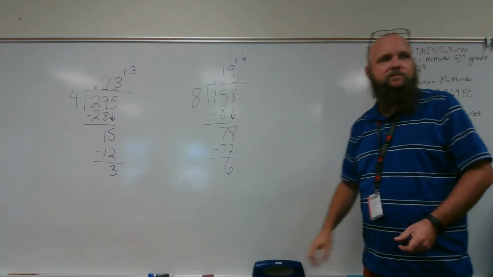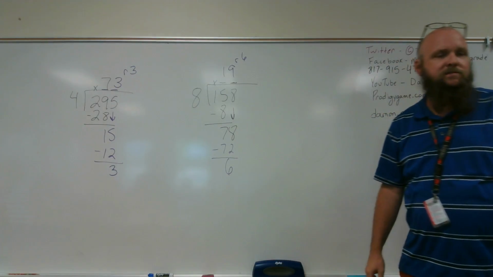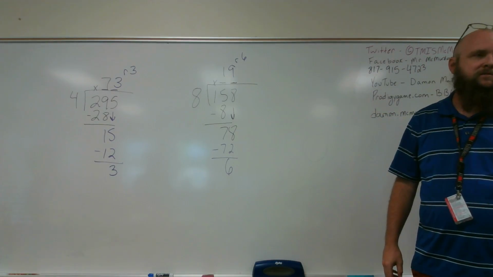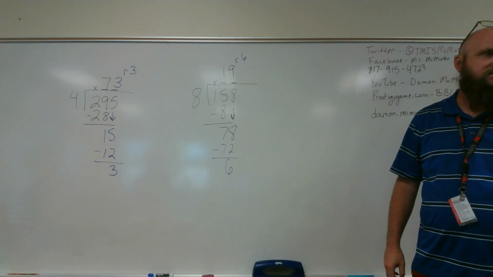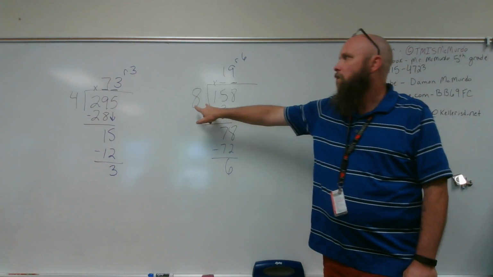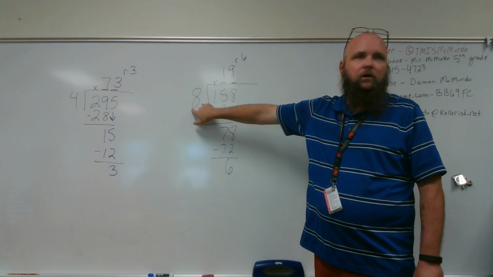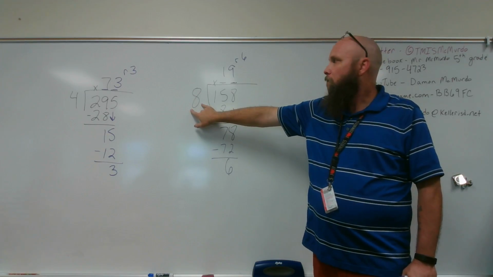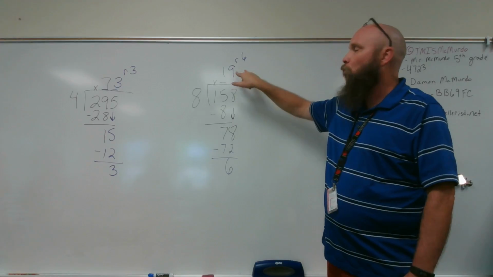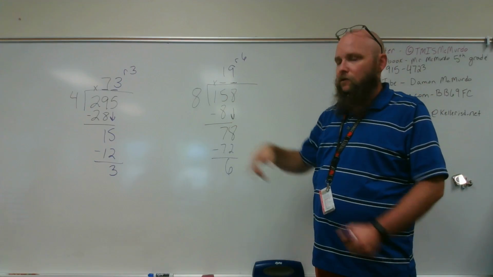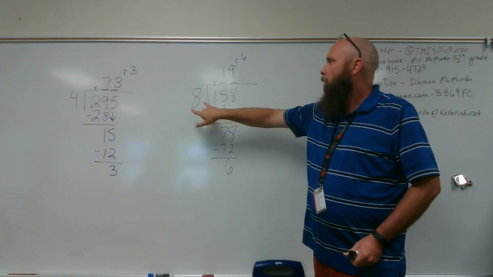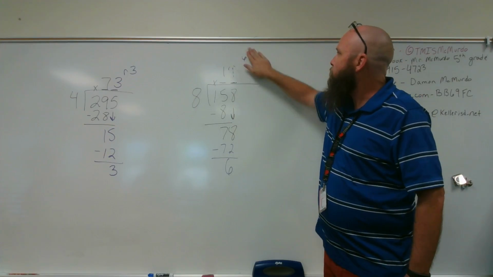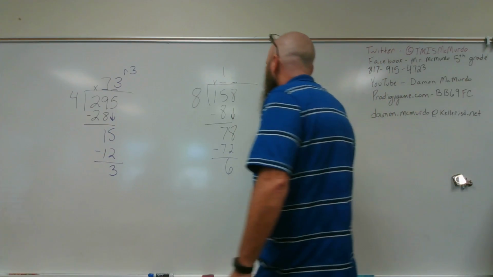I know something: your remainder cannot be equal to or greater than your divisor. But what happens if it is? Then it needed to go in one more time. Let's erase this and go down a little bit here.